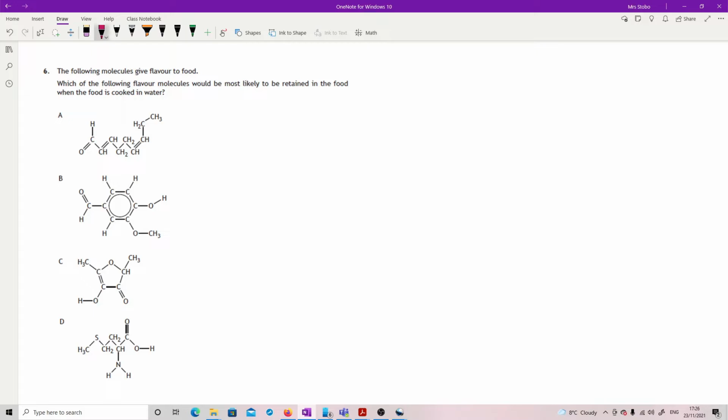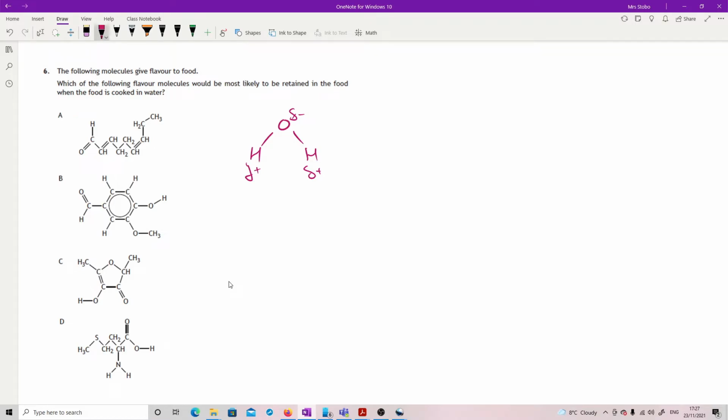The following molecules give flavour to food. Which of the following flavour molecules would be most likely to be retained in the food when the food is cooked in water? Okay, so the important thing here is that water is polar. This is water's big deal, okay? Which means anything which is polar is likely to be pulled out into the water.